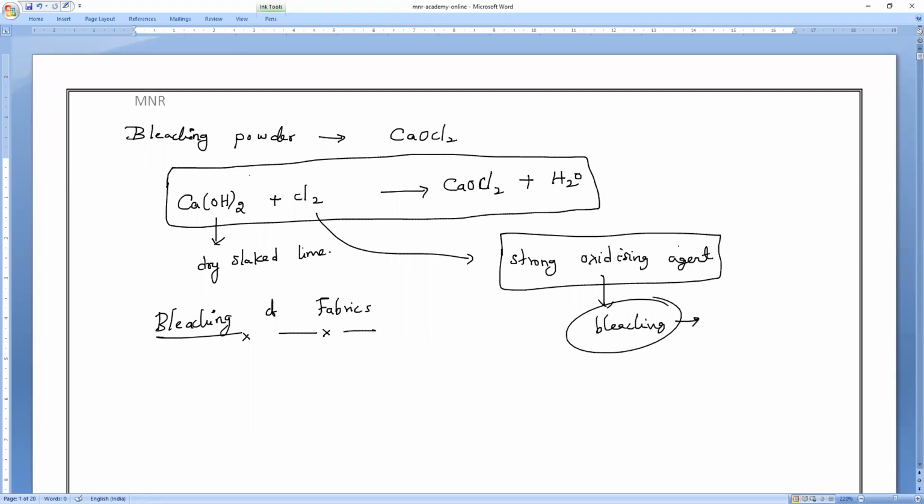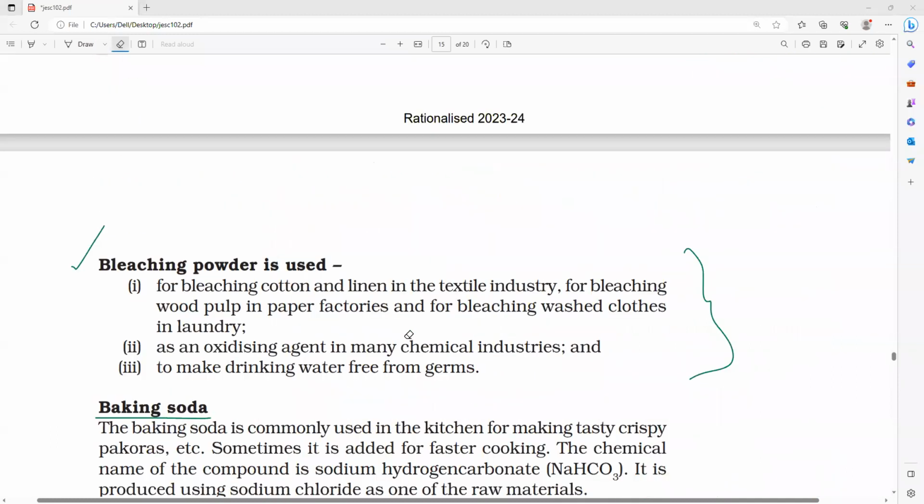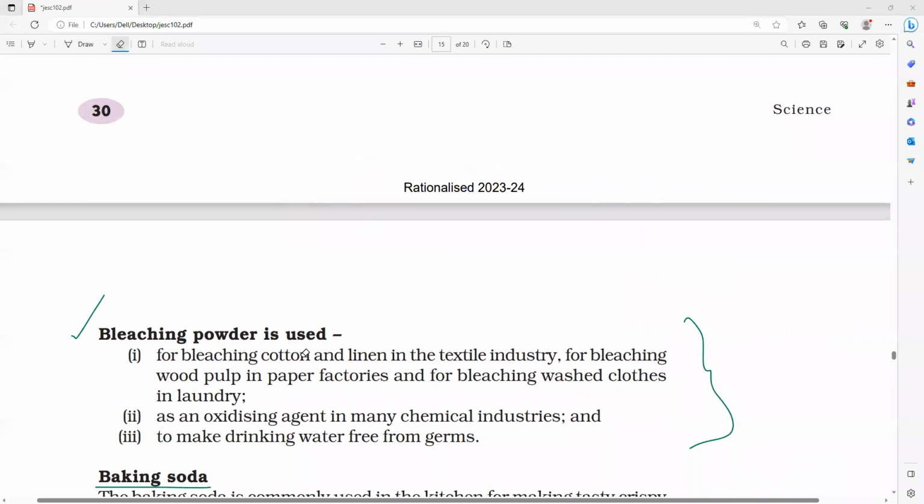So if you see here, in the picture Tejaswini sent yesterday, one is very bright in color, another one turns colorless. So bleaching of fabrics means this is how it happens. That is also one of the important uses. If you notice in our book, they have given the most important uses of bleaching powder: bleaching of cotton and linen in the textile industry, for bleaching wood pulp in paper factories, and for bleaching washed clothes in laundry. So these are all the main uses of bleaching powder.